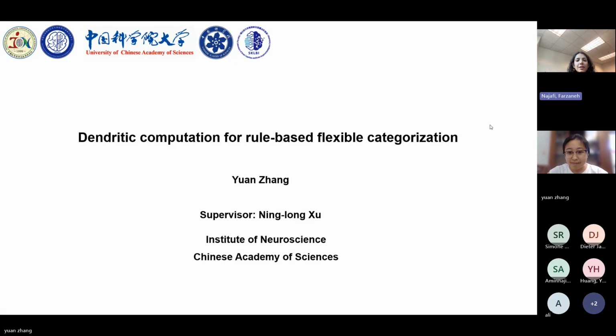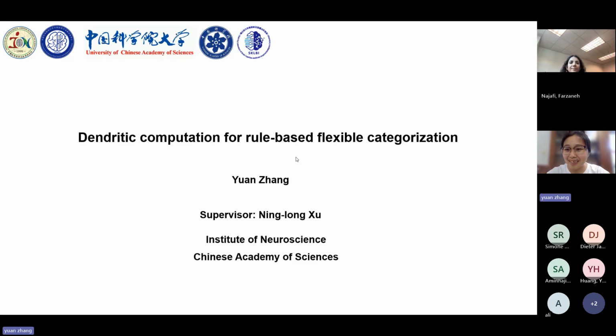Yuan completed her bachelor's in biology at Nankai University with Dr. Zhong Tao. She studied in her bachelor's the treatment of depression using repurposed drugs in rats. Then she started her PhD at the Institute of Neuroscience with Dr. Ning-long in Shanghai, studying decision-making behavior in cortical circuits. And now she's a postdoc in Dr. Zhu's lab studying dendritic integration during flexible behavior. She has a sustained interest in the mechanisms of consciousness, including attention, perception, and brain-machine interfaces. Welcome, Yuan. Please go ahead.